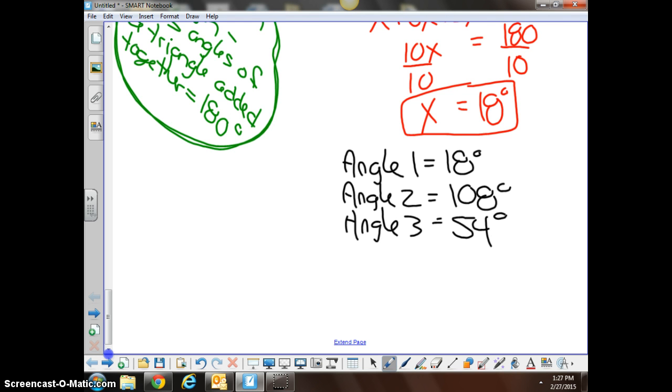Smart people would probably want to check their work on this one, right? Should all of your angle measurements equal 180? Do they? Yep, so we should be good to go, yes or no? Yep. We should be good to go.